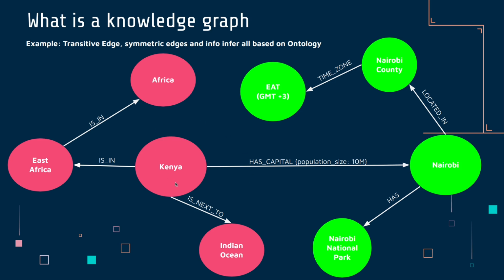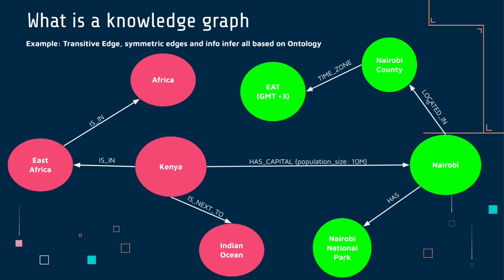So now let's continue. Let's say that Kenya has a capital city of Nairobi with a population of 10 million. Okay, that's just some data I have. It's not actually real. And then Nairobi is located within Nairobi County, which has a time zone of GMT plus 3, right? So if someone asks me, what's the time zone of Nairobi, Kenya?